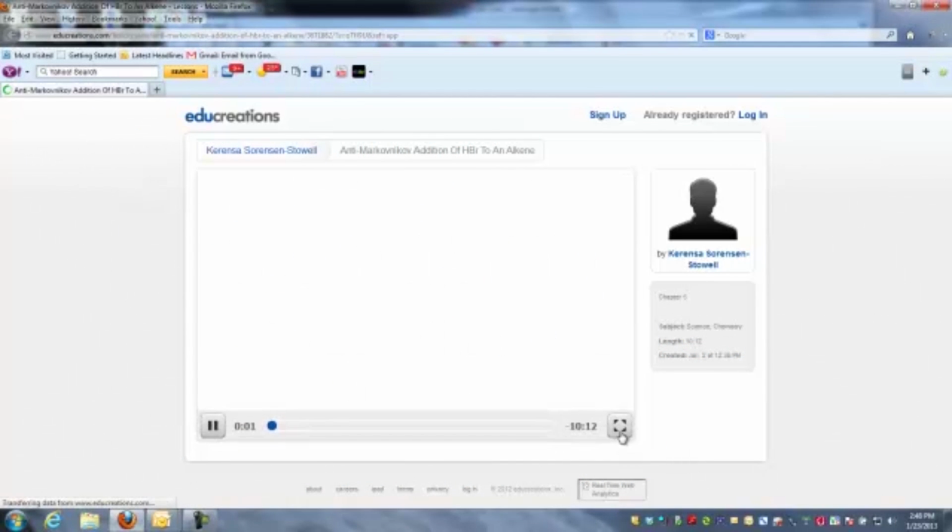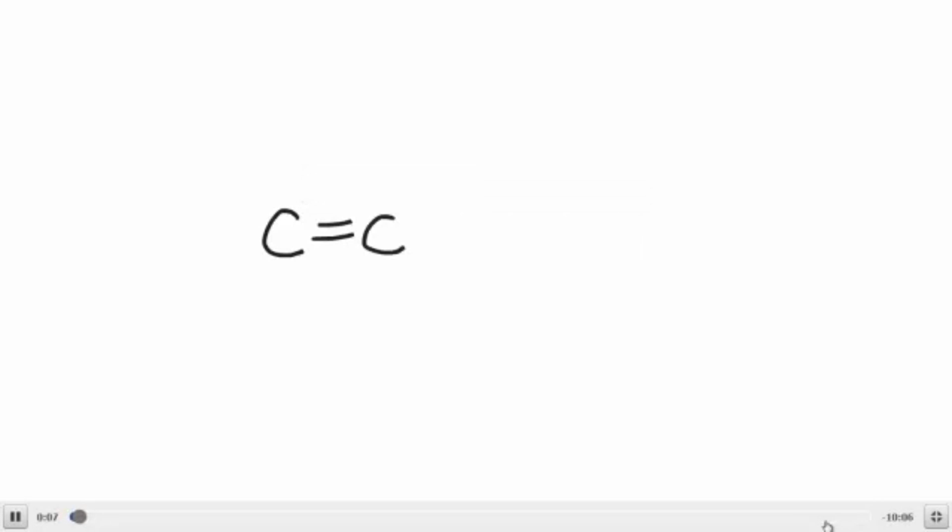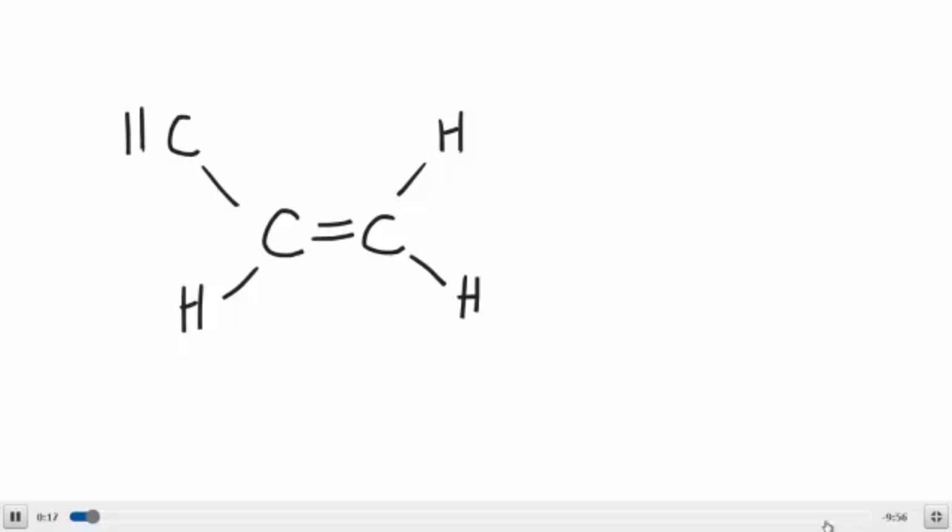We're going to do an anti-Markovnikov addition of HBr to an alkene at this point in time. So I'm going to use the exact same one we had previously. And again, it doesn't matter if you use wedges or dashes, since there is an intermediate formed in this case, which will be a radical. And so you're going to lose the syn and anti characteristics of this reaction.